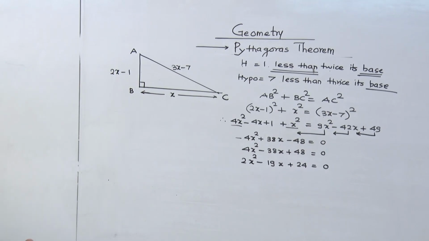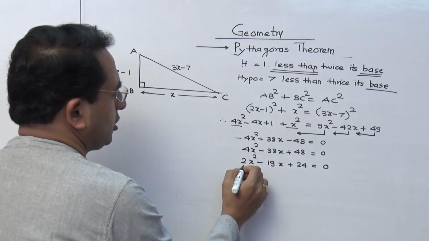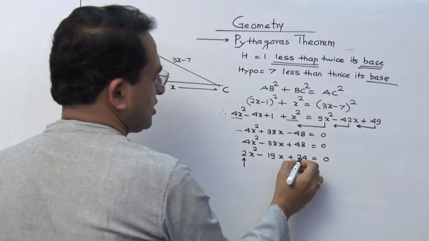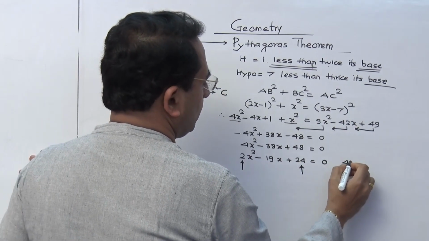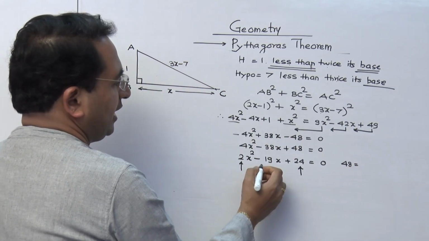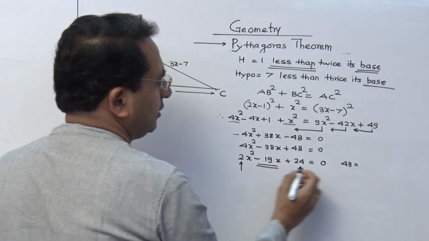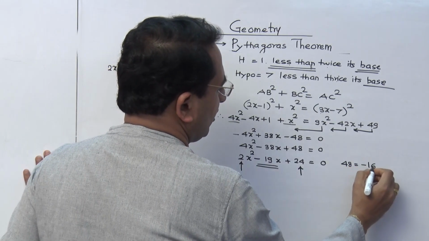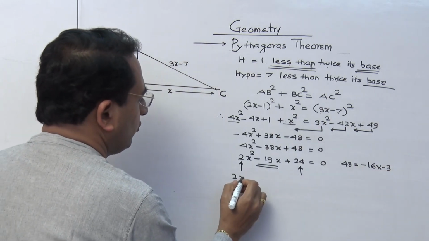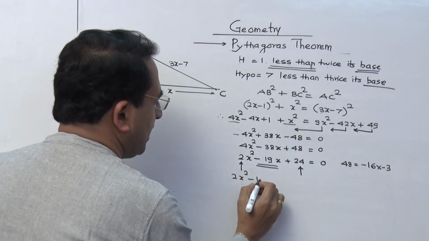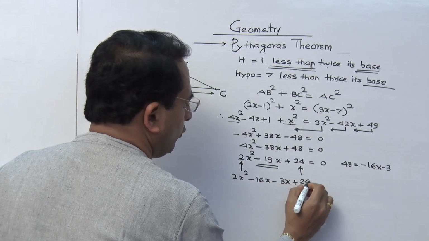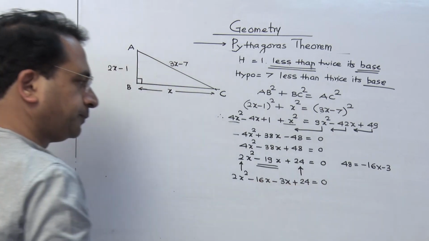Now you know how to simplify. This is the first term, this is the next term, so we have to multiply this. The answer is 48. Now this 48 we have to factorize in such a way that the middle term is 19. So I can definitely write this as minus 16 into minus 3. So that is how we have to split it up. It is 2x square minus 16x minus 3x plus 24 is equal to 0.